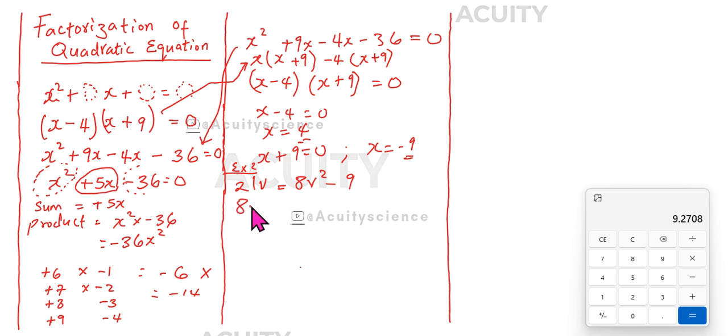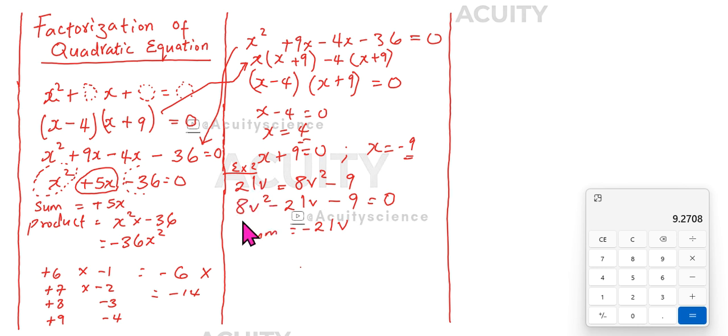So say 8v squared first, and then we take this across. So 21v across becomes minus 21v, right? Minus 9 remains where it is. So this becomes 0. Alright. Now the sum will be this with a sign here. Alright, so our sum is minus 21v.